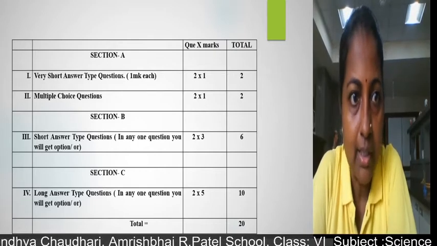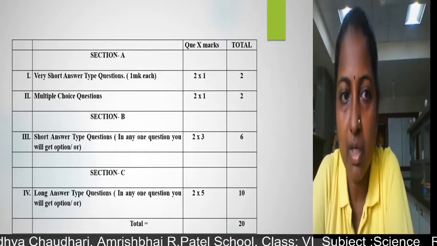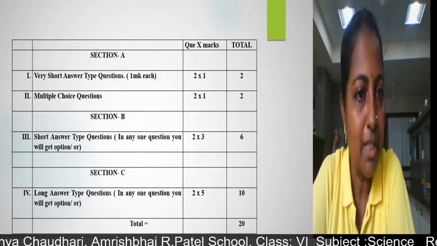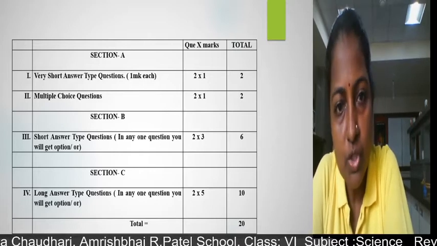Section A has very short answer type questions, 1 mark for each, and 2 questions will come for 2 marks. Then the second question type is multiple choice questions, in which again 2 questions will come, 1 mark for each.